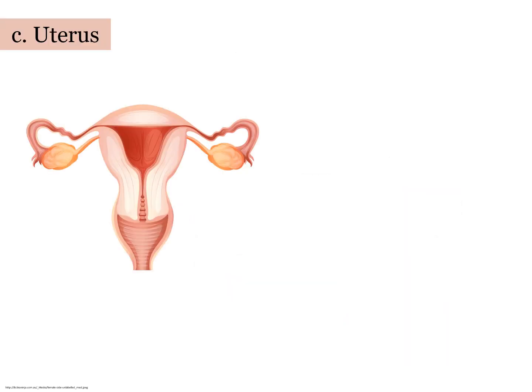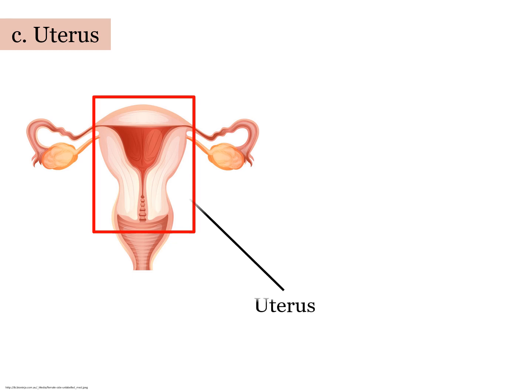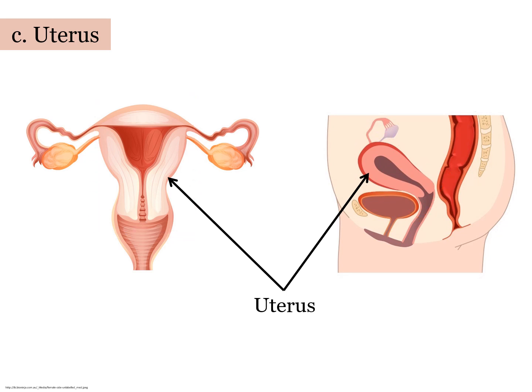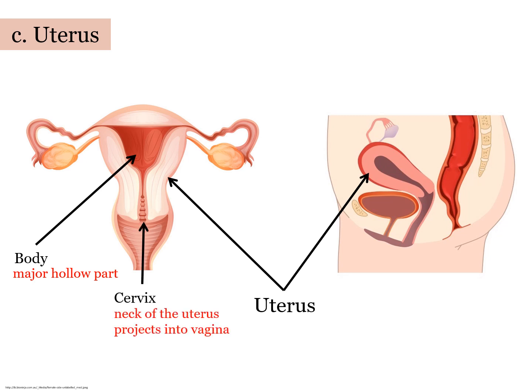Moving on to the next organ, which is the uterus, or commonly known as the womb. The uterus is a hollow muscular organ located in the female pelvis between the bladder and rectum. Two important parts in the uterus are the body and cervix. The body is the major hollow part of the uterus and includes the uterine cavity. On the other hand, the cervix is a cylinder-shaped neck of the uterus that connects the vagina and uterus.